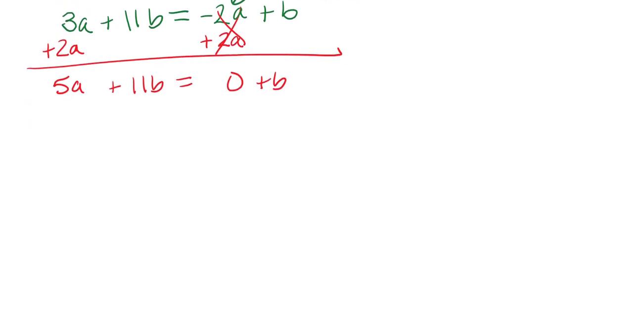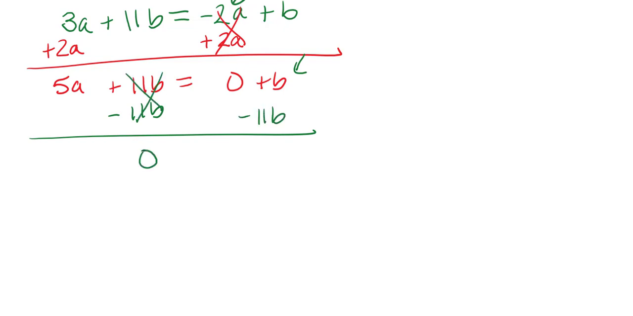So we need to continue to isolate a. Now we can subtract 11b on both sides. Notice that this is a b, so we can just write the 11b below it. This becomes 0, so now we have 5a, which is equal to b minus 11b. So 1 minus 11 is negative 10b. Now we have 5a equal to negative 10b.